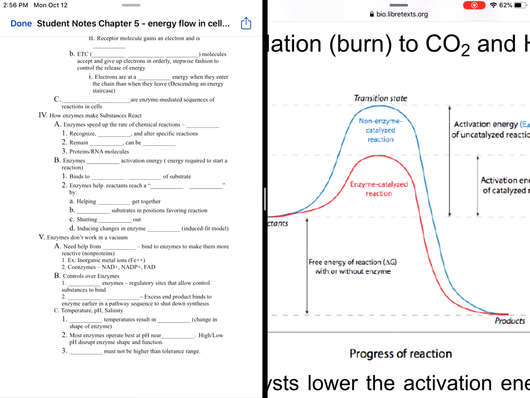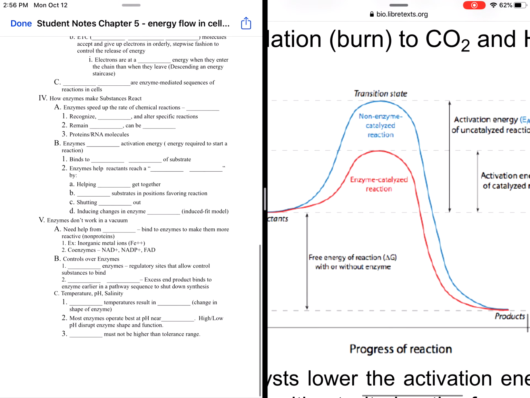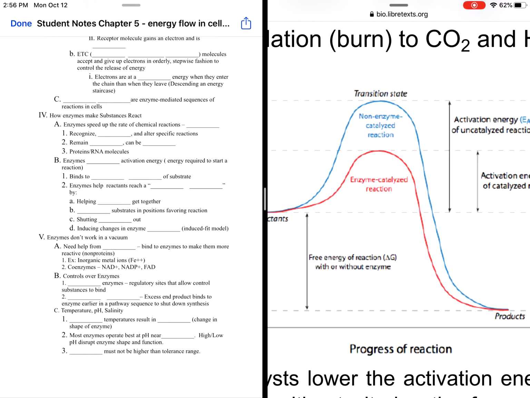Enzymes can't work alone. They have to have something else with them. That's what that statement, enzymes don't work in a vacuum, actually means. They need help from cofactors, which will bind to the enzymes to make them more reactive. And cofactors are non-proteins. This might be inorganic metal ions such as iron, or they might be your NAD+, your NADP+, or your FAD, and you'll see those when we do our Calvin cycles and other parts of cellular respiration or photosynthesis. Those are coenzymes that help those enzymes do their job.